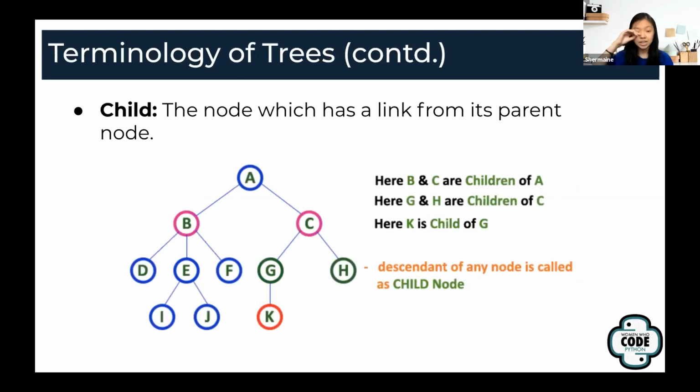Next, we move on to a child. A child is the node which has a link from its parent node. So here, B and C are children of A, G and H are children of C, and K is a child of G. So a descendant of any node is called a child node.